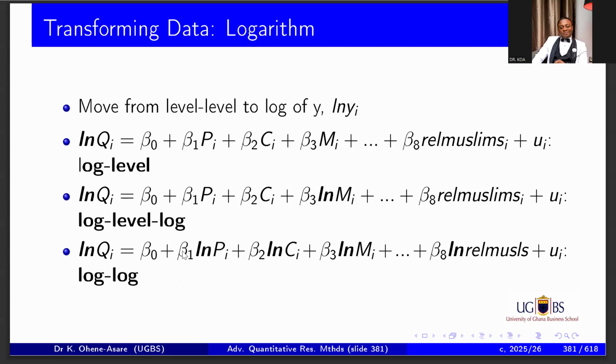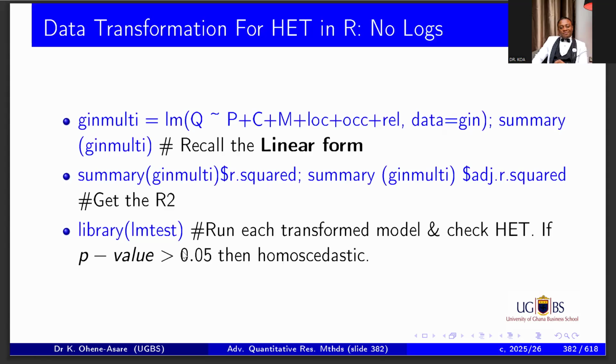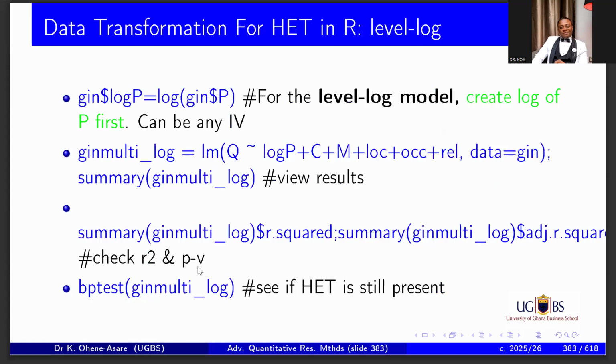When I decide to run each one of these one by one, I get the following. So first of all, let's look at the original one. The original one will give us these results. You run it, you still get heteroscedasticity, as you know.